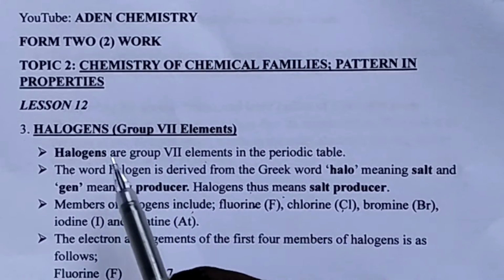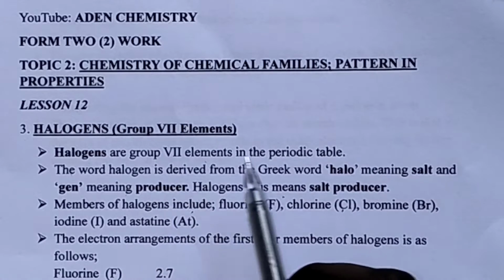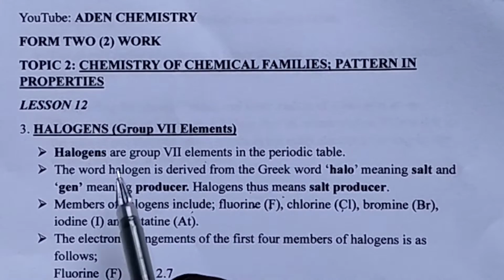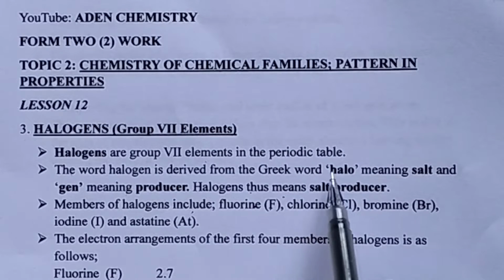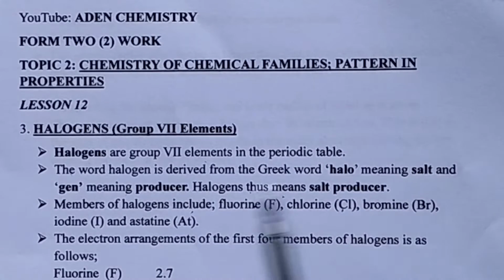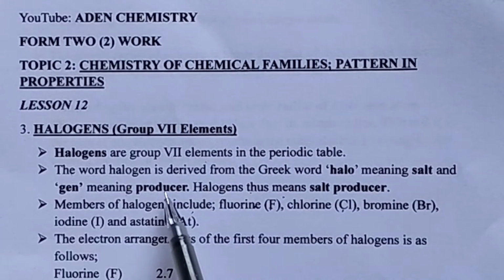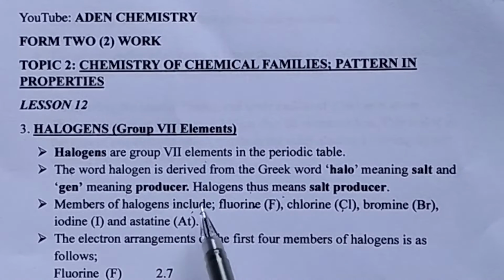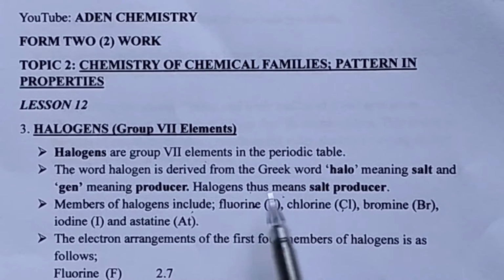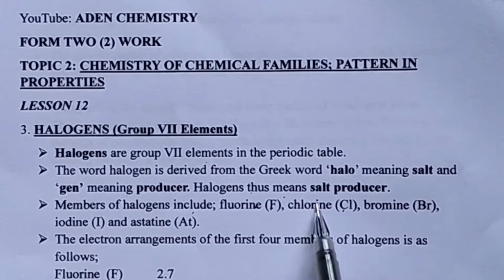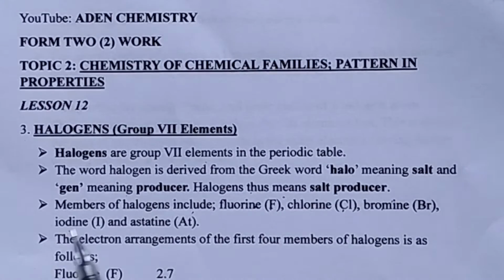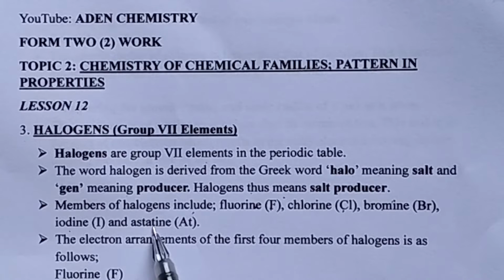We said halogens are group 7 elements in the periodic table. The word halogen is derived from the Greek word halo, meaning salt, and gene, meaning producer. Therefore, if we combine these two, we say halogen thus means salt producer. So, what are the members of halogens? Members of halogens include fluorine, chlorine, bromine, iodine, and also astatine.